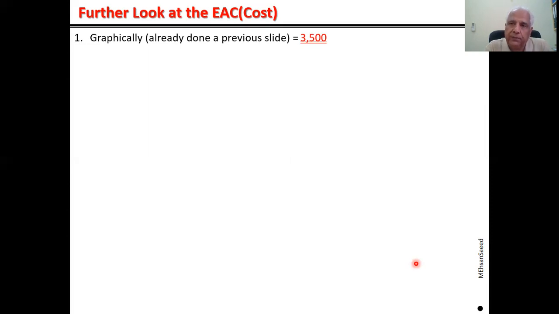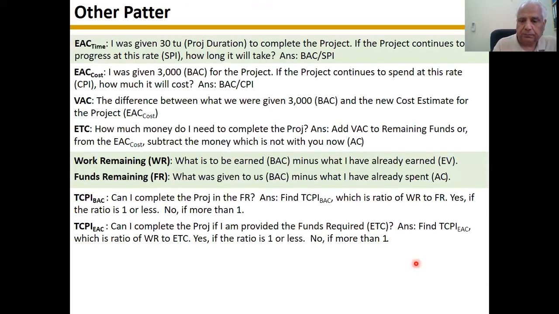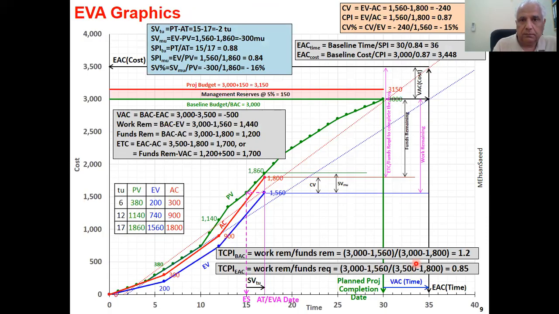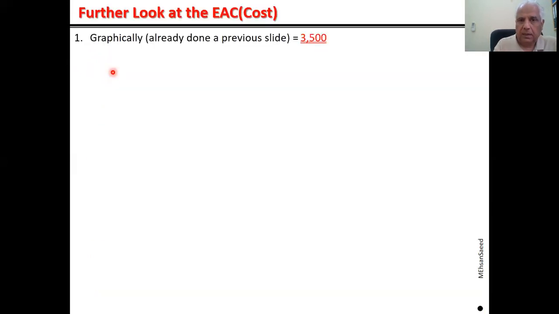One we have already seen in the graph over here, you saw 3,500 EAC cost. But let's now see other methods.